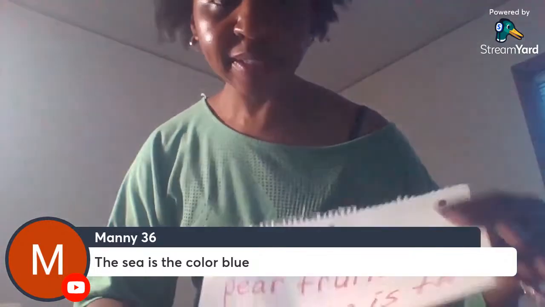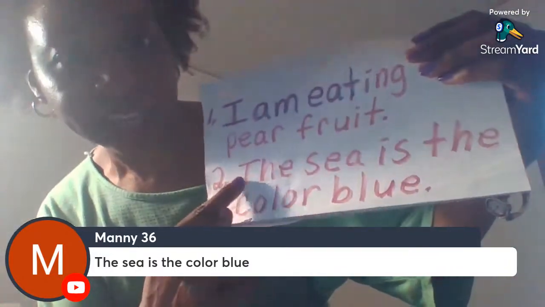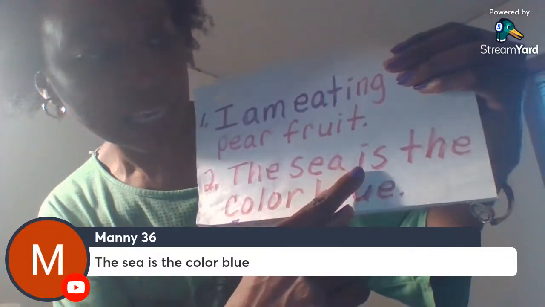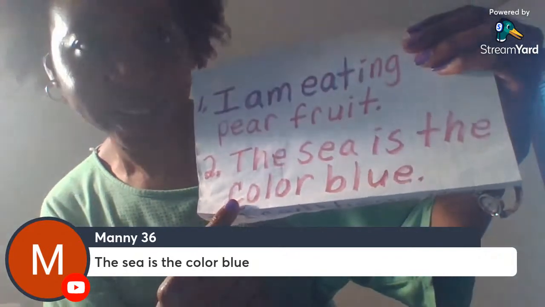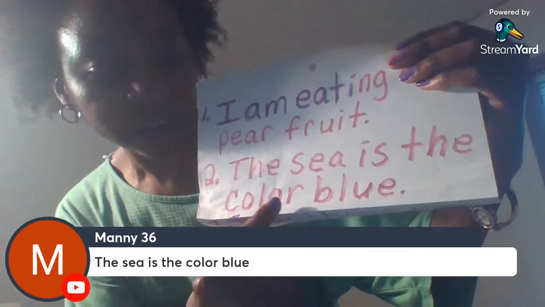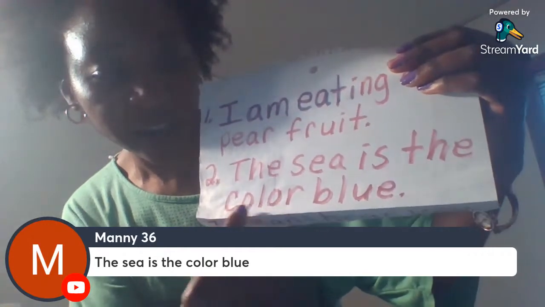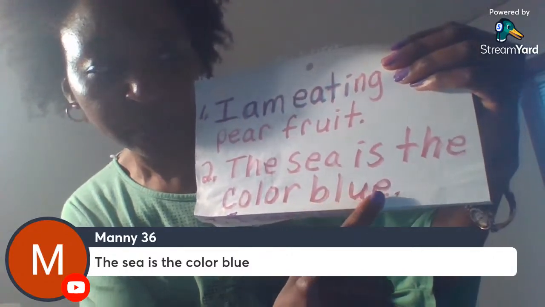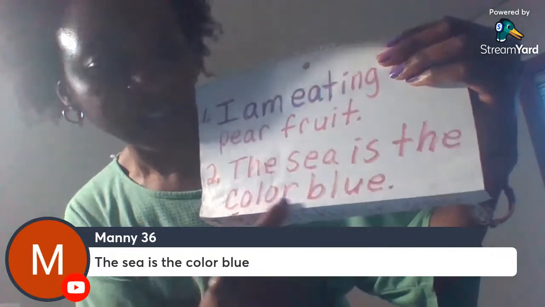Okay, I'll do it like this. Yeah, it's much easier. Okay, so we have the TH, which has the th sound, but this is actually the word the. S-E is the word the. C has the K sound, just like the letter K. The OR has the sound in this word, color. The BL has the bl sound, blue. The sea is the color blue.